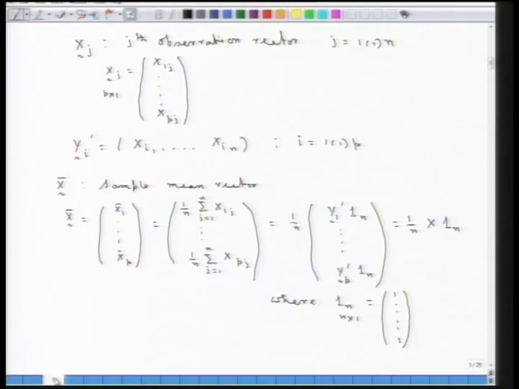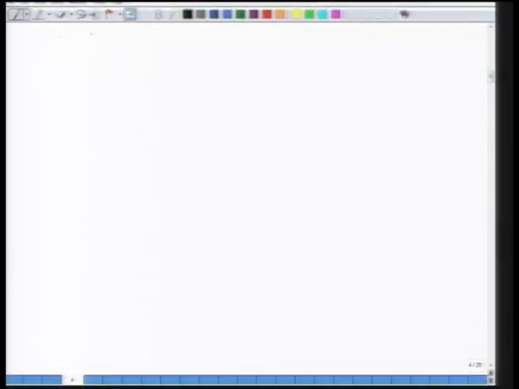Now let us move on. This x bar vector, which is the sample mean vector, is what is going to be used for inference about the population mean vector, which is unknown, which is the mu quantity. Now in order to look at the other unknown quantity which is present, which is sigma, the variance covariance matrix, we introduce the sample variance covariance matrix.